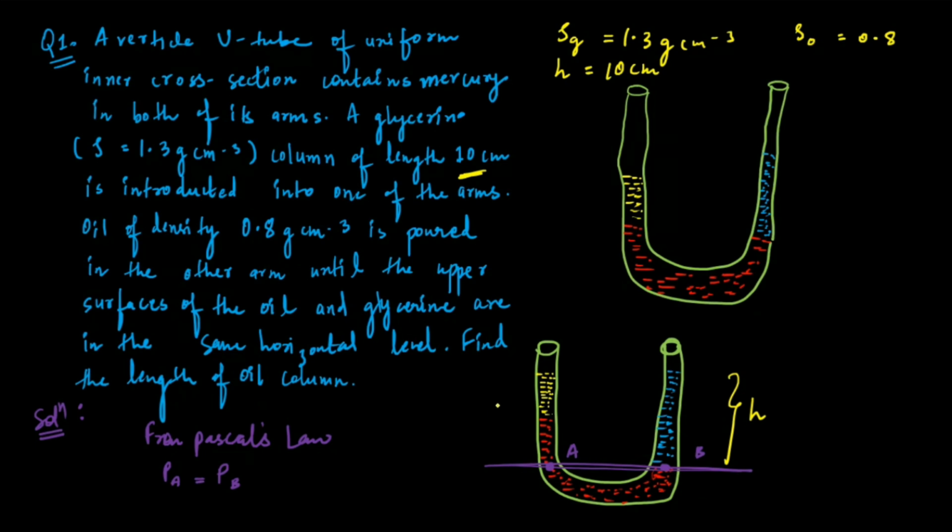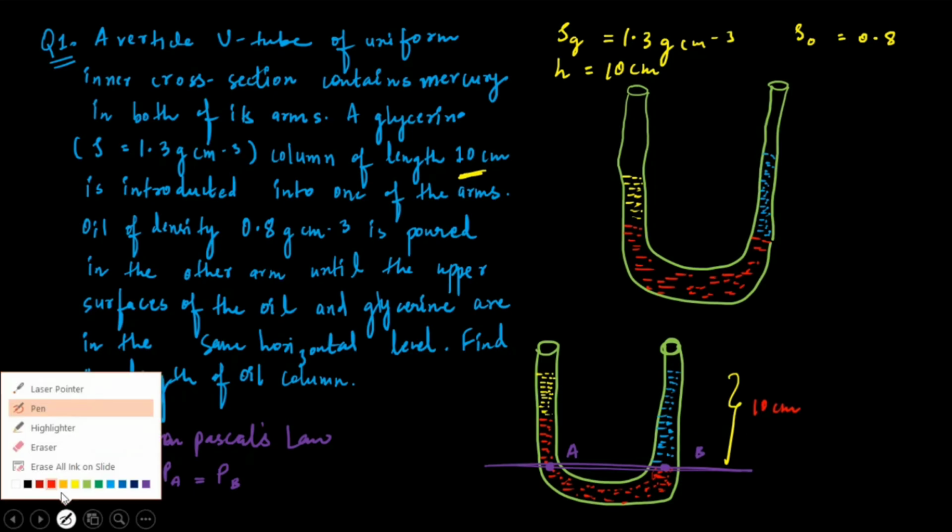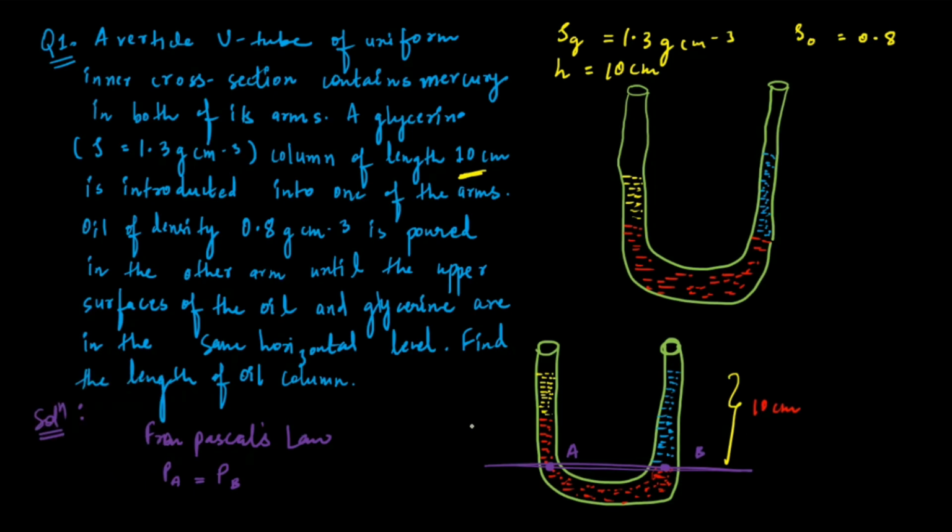So that much information only is given. Now what can we do? Instead of writing h here, we know that it is 10 centimeters, so we'll write 10 centimeters here. Sir, when they say 10 centimeters, does that mean 10 centimeters of the amount poured in? It says glycerine column, which means the tube has glycerine up to a length of 10 centimeters. Okay, so the glycerine should be 10 centimeters in length.